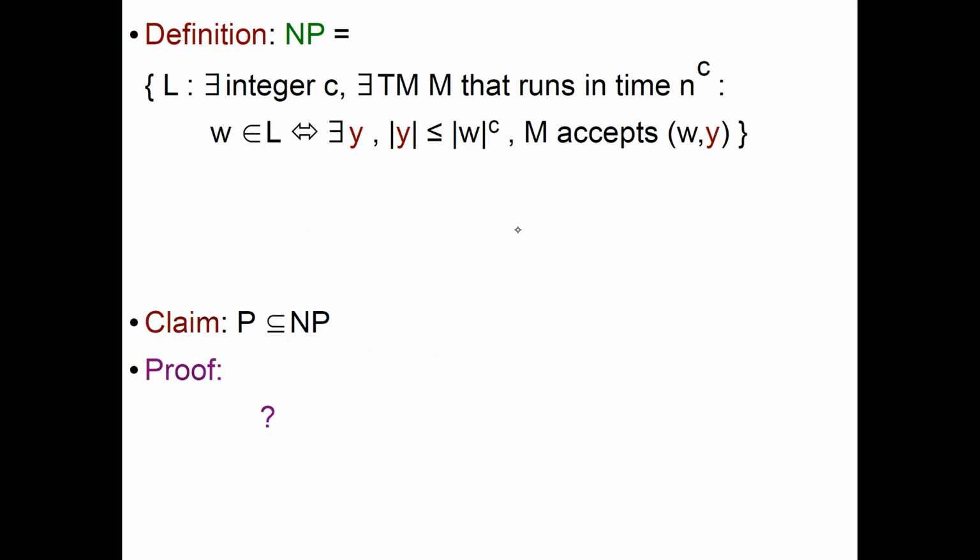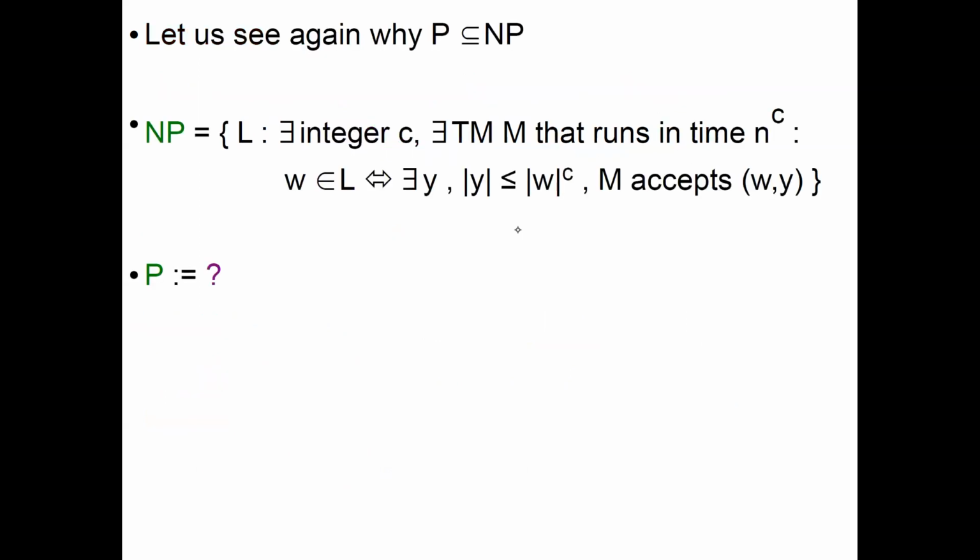So the first claim is that P is a subset of NP. Okay, and now, what's the proof for this? It's a one-line proof. We can just ignore y. If I remove y here, M is not even looking at y, then L is in NP if there exists an integer c and the Turing machine runs in time n to the c and decides L. Let us see the proof with a slightly different notation to tie back to our notation for P.